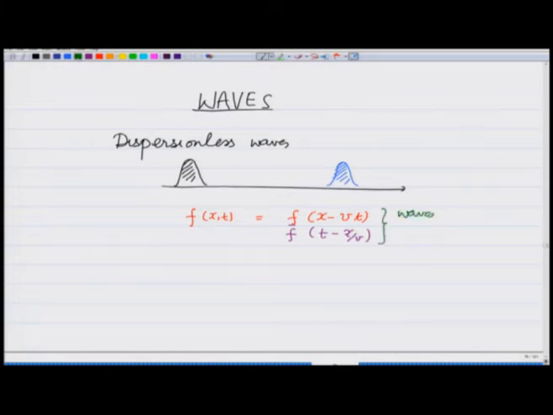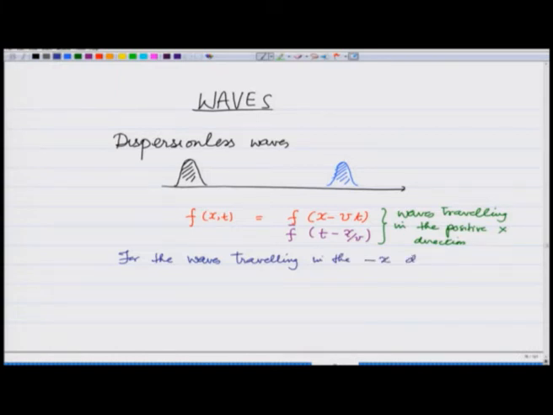So, waves traveling, in the informal language I am calling it to the right, but actually waves traveling in the positive x direction. And for the waves traveling in the negative x direction, this function of x, t would be given as some function of x plus vt, or some other function of t plus x over v. So, these are traveling waves, right.